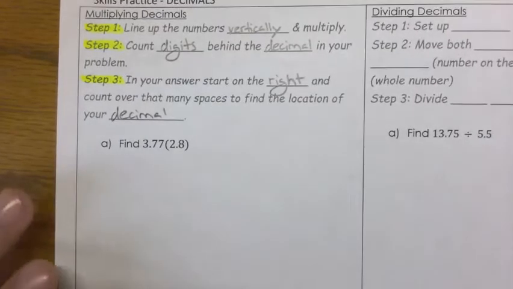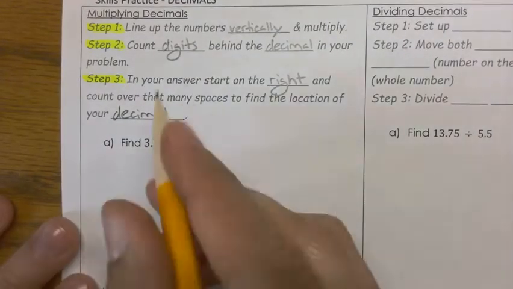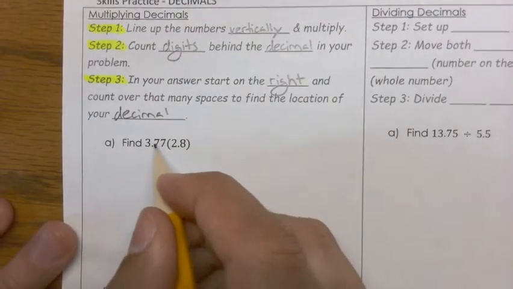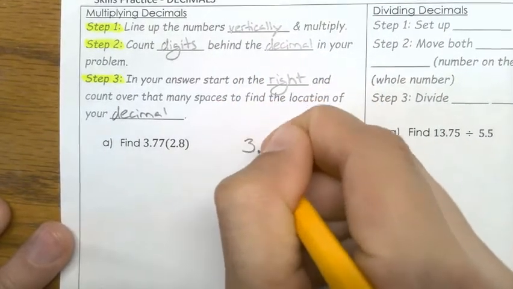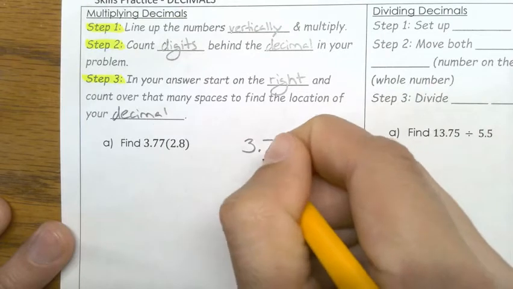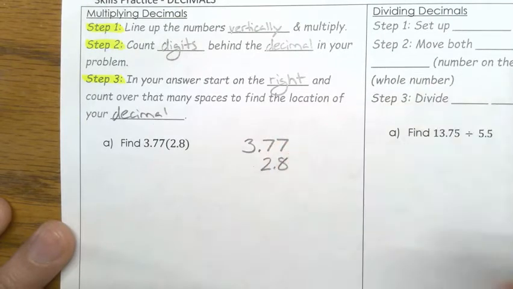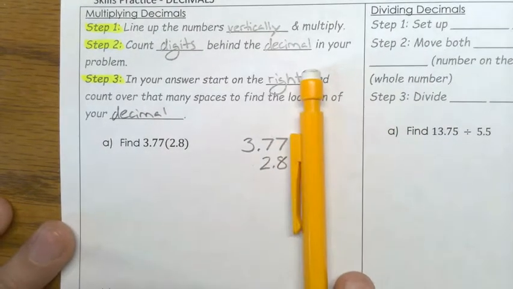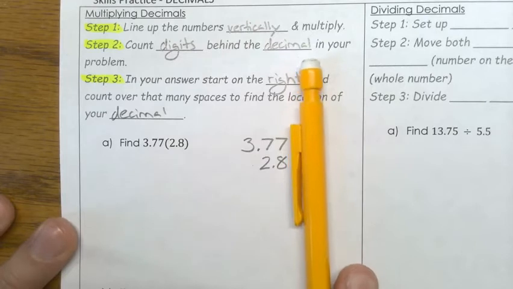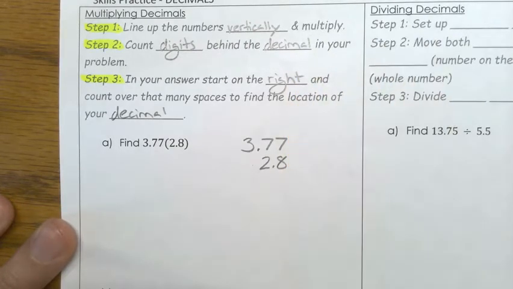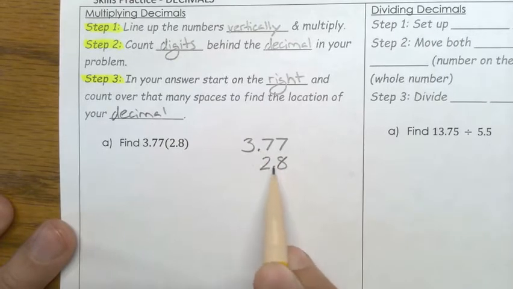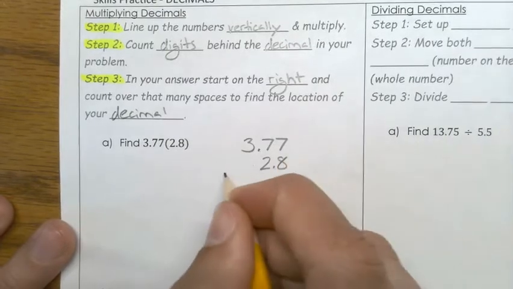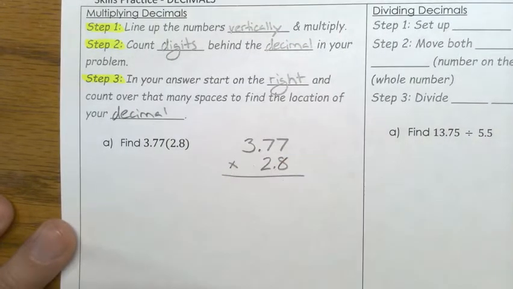So for this one, we're first going to line up the numbers vertically. Remember, this is multiplication because they're squished next to each other. So I'm going to write 3.77 and right below it 2.8. Notice that I have both the numbers lined up, squished up against the right side here. For multiplying, you do not need to line up your decimals. Do not line up your decimals. And then we can multiply just like normal.